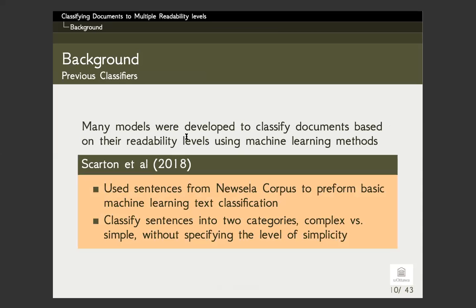For the previous work, many models were developed to classify documents based on their readability levels using machine learning methods. Like Scarton and others in 2018, they used sentences from the Newsela corpus to perform basic machine learning text classification. They classified sentences into two categories only, complex and simple, without specifying the level of simplicity.